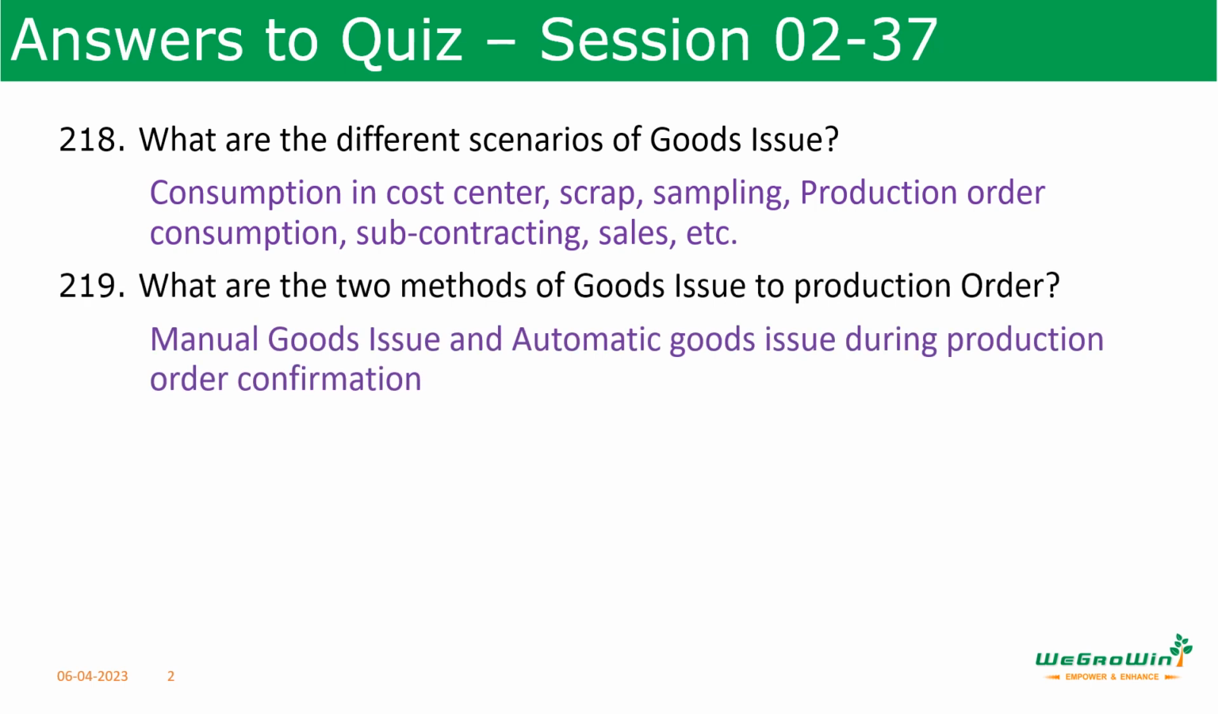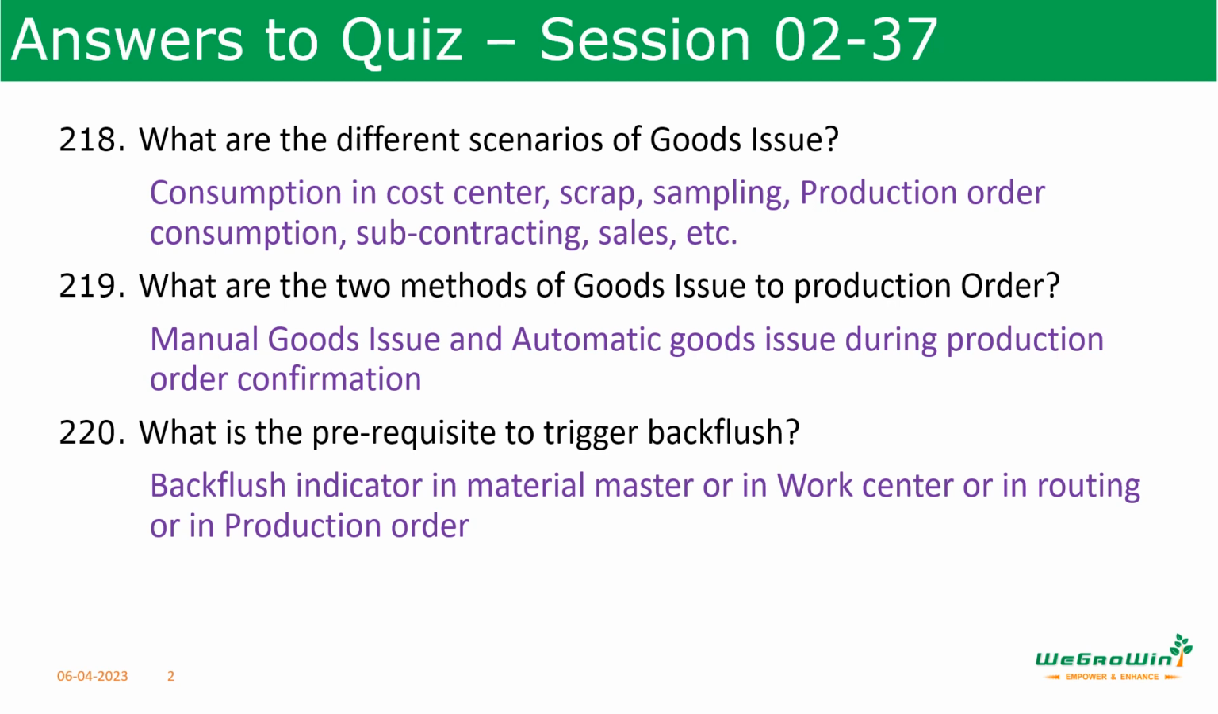What are the two methods of goods issue to production order? We issue materials to the production order either manually or automatically through the backflush indicator, through production order confirmation. What is the prerequisite to trigger the backflush? The backflush indicator has to be set either in the material master, or in the work center, or in the routing, or in production. These are the prerequisites to trigger the backflush.